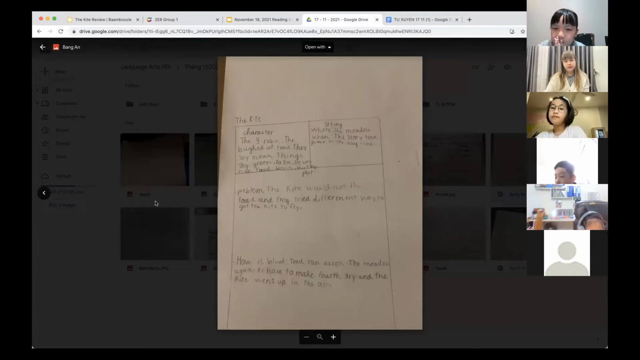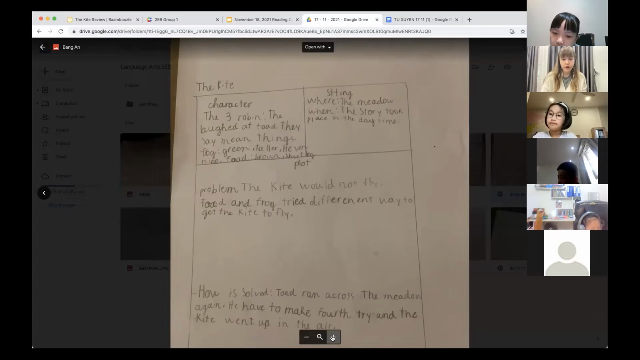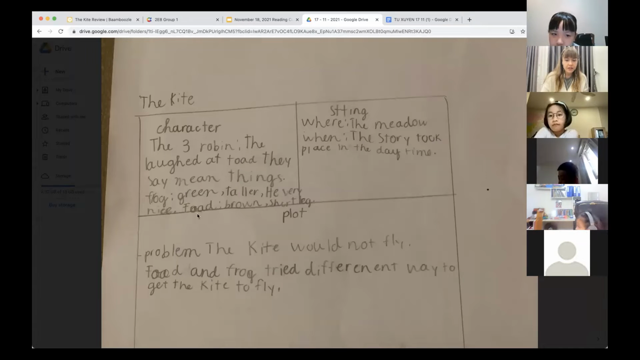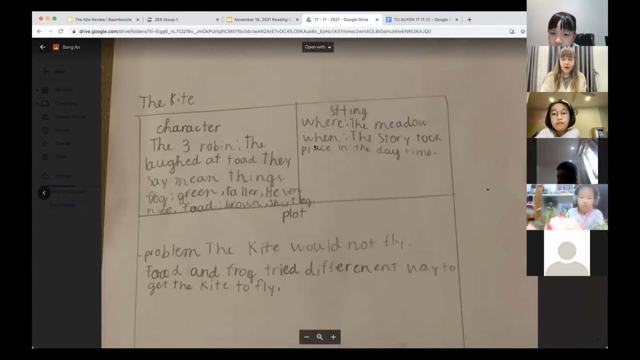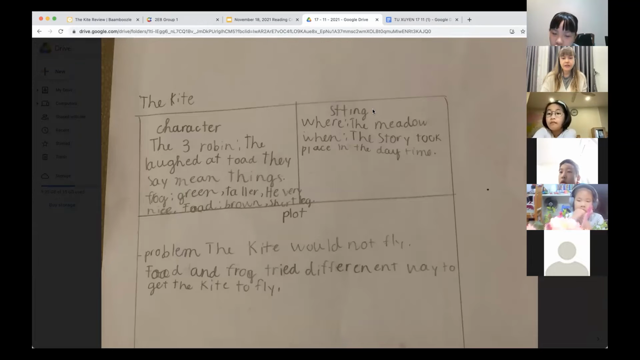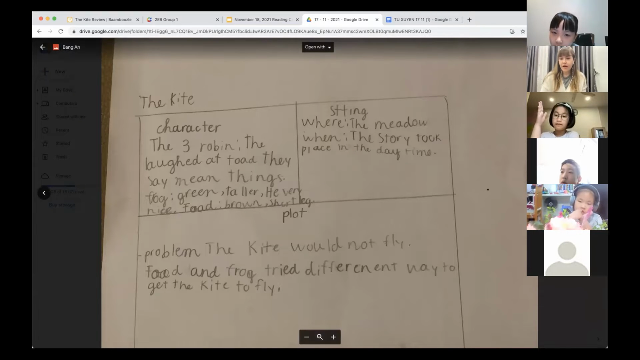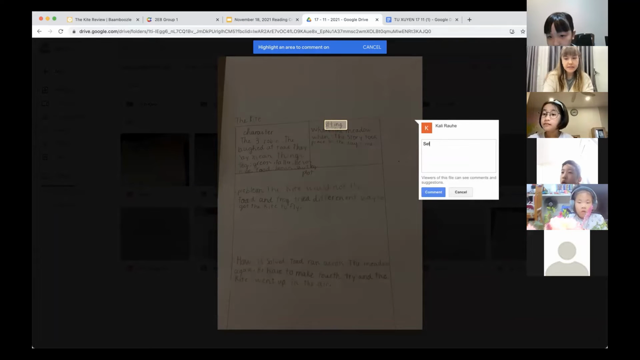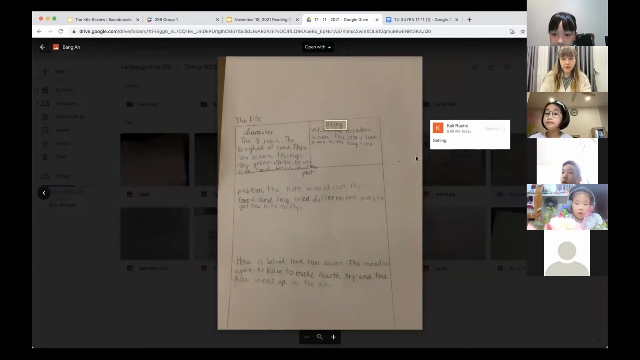All right, so we're gonna look at Surrey's graphic organizer or story map for the kite. So over here under characters, she had the 3 robins, she had frog, and she had toad. She used descriptions to describe all 3 of the characters. Very good. She had the when and the where for the setting. Do we see anything here with this word? Are we missing any letters in the word setting? She forgot the I. She forgot the E. Very good. So in the word setting, it's spelled S-E-T-T-I-N-G. So setting, it's with an E, but very good.